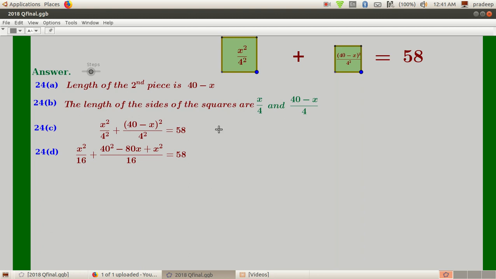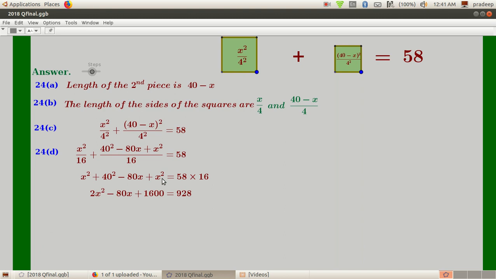To avoid the denominators, it is better to multiply throughout by 16. Here you can provide 16 in the numerator, for the second term, and along with the right hand side. You are multiplying throughout by 16. Then what will happen? The 16 that we provided and this 16 will be cancelled, and here the 16 and this 16 got cancelled. Therefore it will be x square plus 40 square minus 80x plus x square. Here this 16 will remain there, therefore 58 into 16.